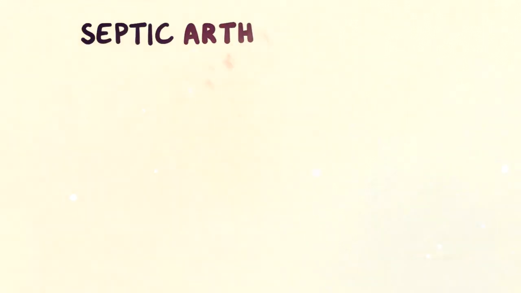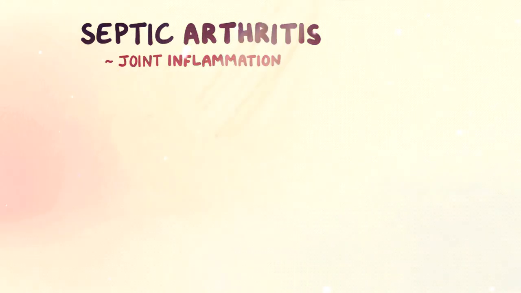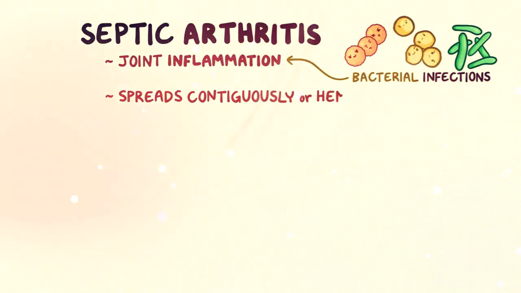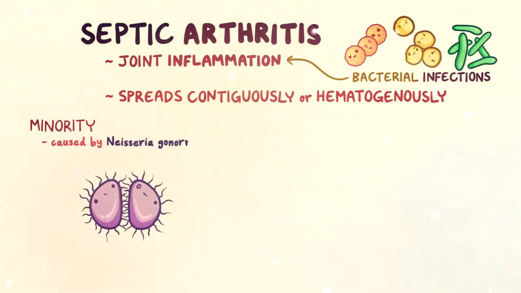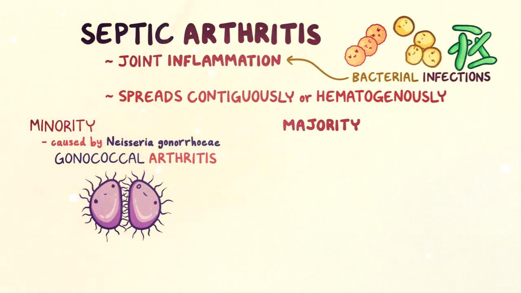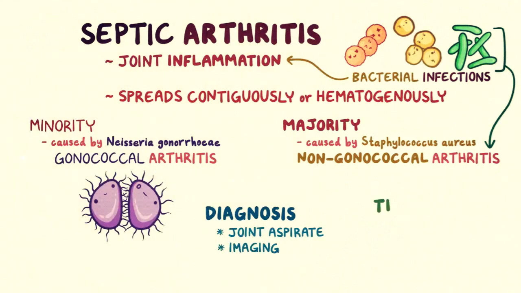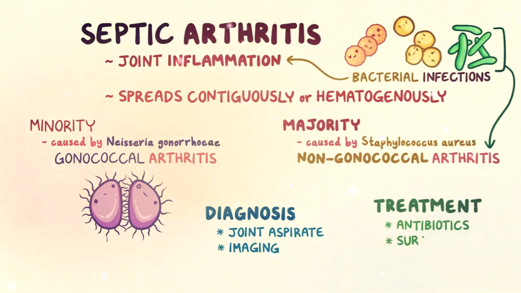Alright, as a quick recap. In septic arthritis, there's joint inflammation, which can be caused by various bacterial infections, which spread contiguously or hematogenously. The minority of the time, it's caused by Neisseria gonorrhoeae, and it's called gonococcal arthritis. But the majority of the time, it's caused by Staphylococcus aureus or some other bacteria, and it's called non-gonococcal arthritis. Diagnosis requires getting joint aspiration and imaging, and treatment includes antibiotics and surgical management.